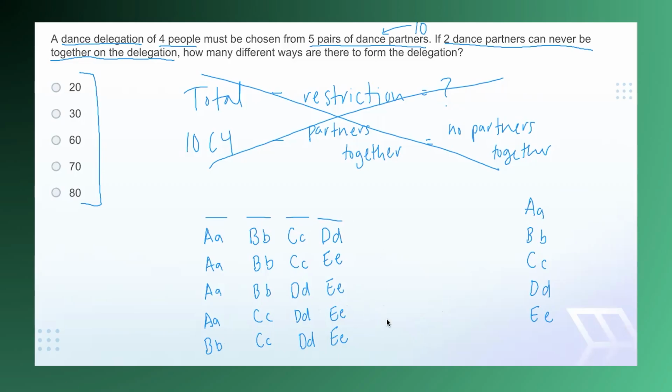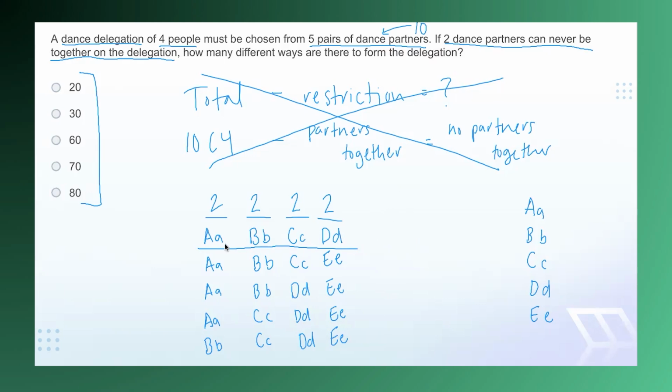But I know that that's not it, right? Because for each of these combinations of pairs, I can have a different person from each pair. Well, let's look at just this first combination. I see that for my first slot, I have two options, big A or little a. For my second slot, I have two options again, big B or little b. And then same thing for the third and fourth slots, two options for big C or little c, and two options for big D or little d.